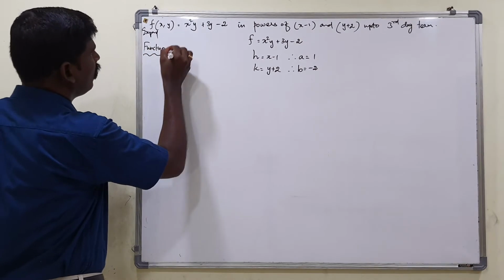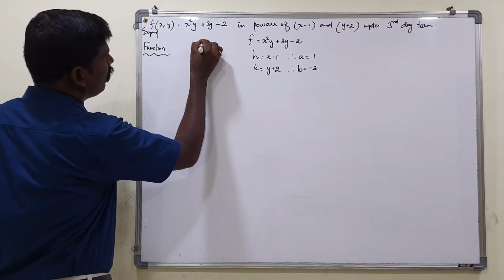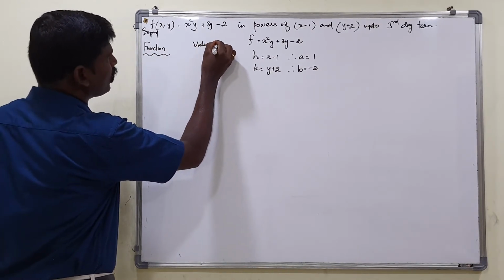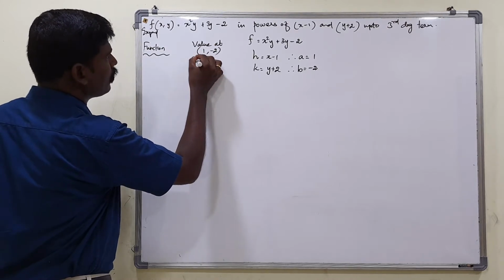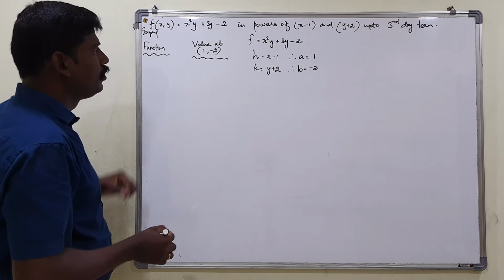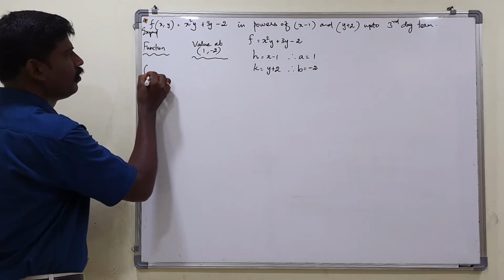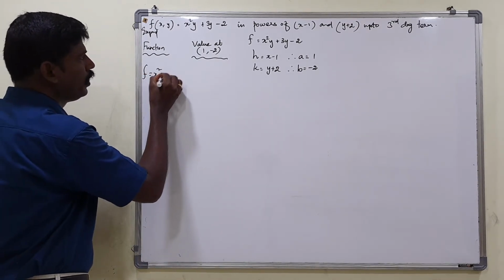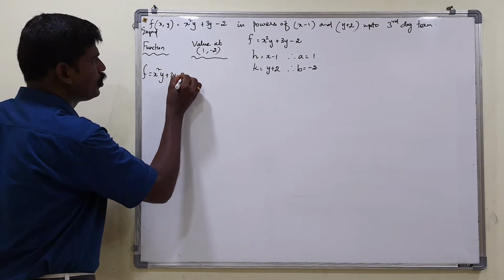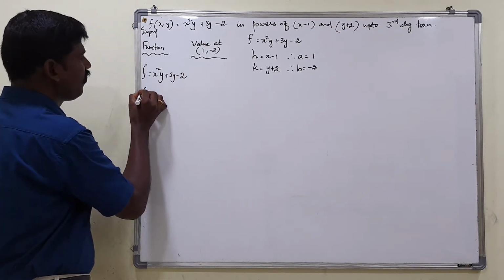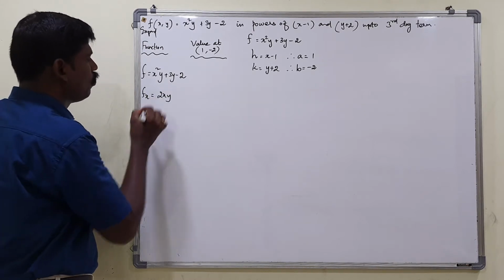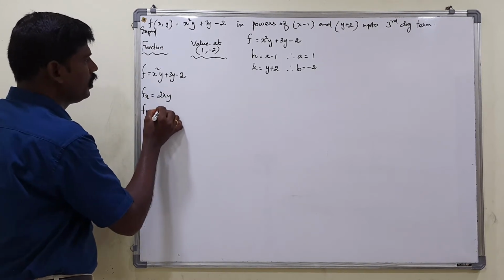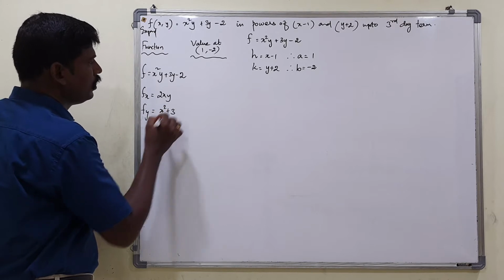Right. So now let us find the function and the value of the function at 1 comma minus 2. Okay, that's what we are going to do, right? So what is f? x square y plus 3y minus 2, isn't it? So what is fx? 2xy, isn't it? 2xy. And then what is fy? x square plus 3, isn't it?